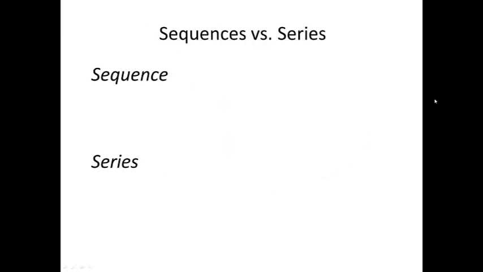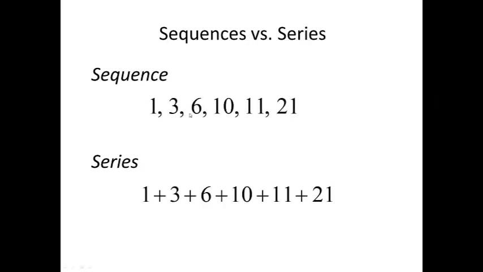All right, sequences versus series. What is a sequence and what is a series? What's the difference between a sequence and a series? A sequence is a bunch of individual numbers in a particular order. A series is a bunch of numbers added together, where the order doesn't really matter as much, although we get the numbers from a certain pattern up here. But the order of this would be very important.